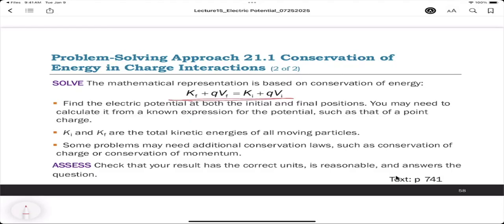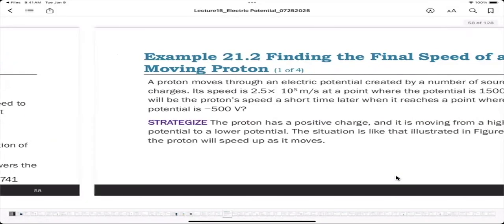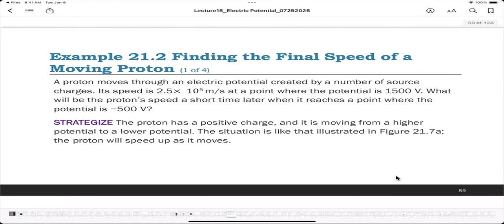After you solve the problem, you can assess the result. Check that your result has the correct units, is reasonable, and answers the question. Okay, let's check one example.